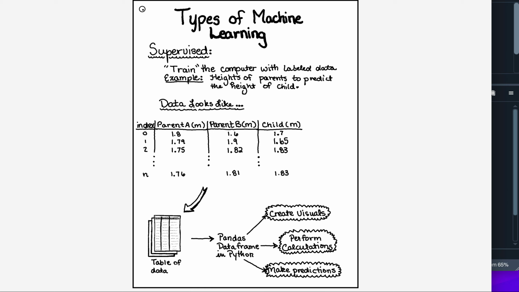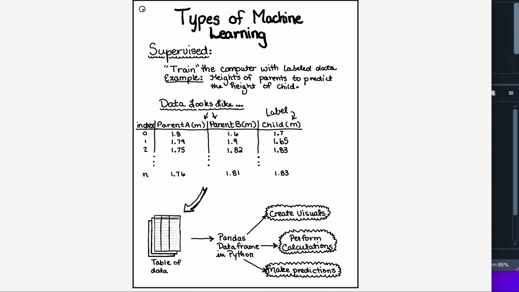In supervised machine learning, you will train the computer with the labeled data. The example that I will be doing in this video is looking at the heights of parents to predict the height of a child. So what labeled data would look like is we would have our index, our input parameters, in this case parent A and parent B, and then the label is the height of the child. That's what we want to predict. So in order to train the computer, we have to show it what an output is for particular inputs.